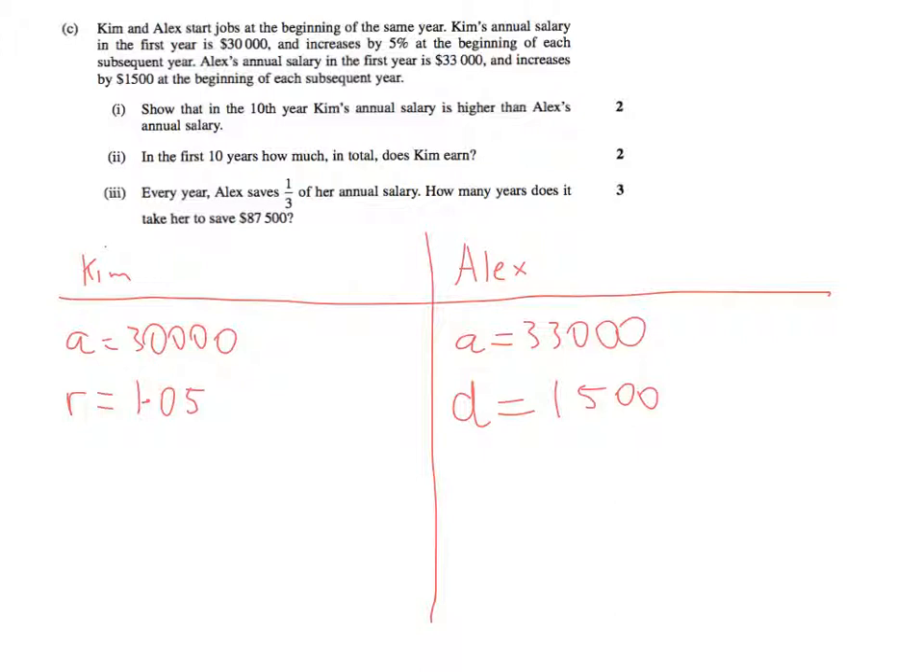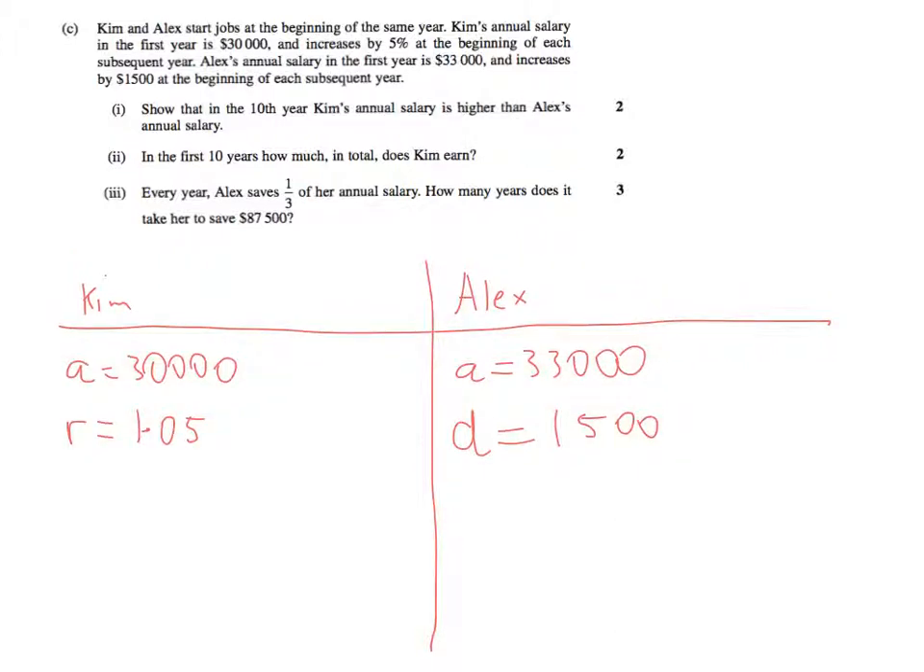Okay, so what we're interested in both cases is T10. Now T10 in this case, well that's 30,000 times 1.05 to the power of n minus 1. Sorry, that should be 10 minus 1. That should be a 10 in there. Salary's gone up 9 times, so it's 10 minus 1 gives me 9. If we calculate that one, Kim's salary in the 10th year will be $46,539 and 85 cents.